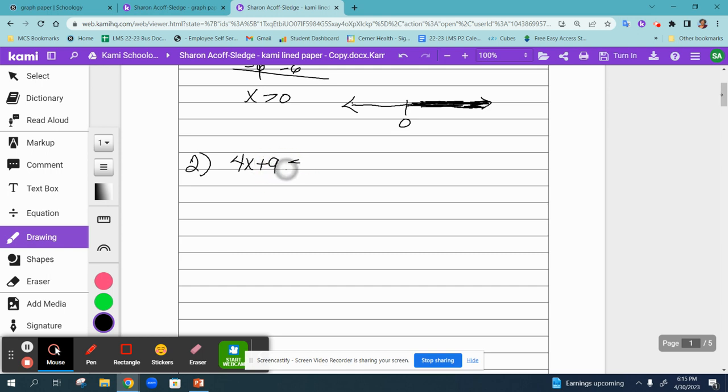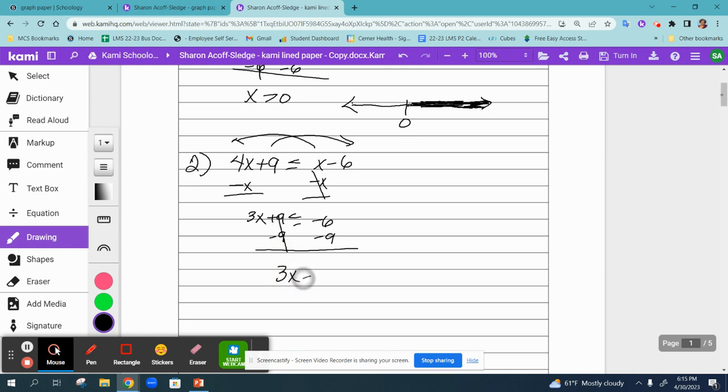So we have 4 times x plus 9 is less than or equal to x minus 6. It's variables on both sides, so I'm going to move my variables over here and my constants over here. So I'm going to subtract x from both sides. And 4x minus x is 3x plus 9 less than or equal to minus 6. And now I'm going to subtract 9 from each side.